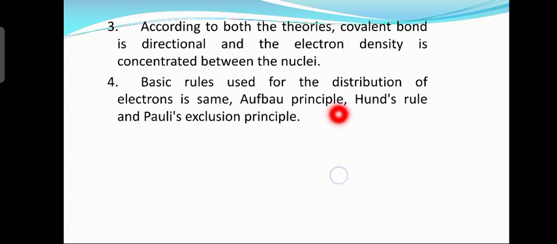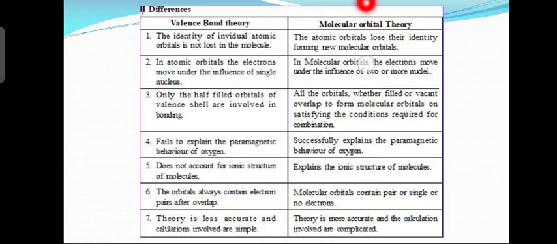Aufbau principle, Hund's rule, and then Pauli's exclusion principle. Both the theories, the filling up of electrons follow these three rules: Aufbau principle, Hund's rule, and Pauli's exclusion principle. All right. Next slide. Differences.